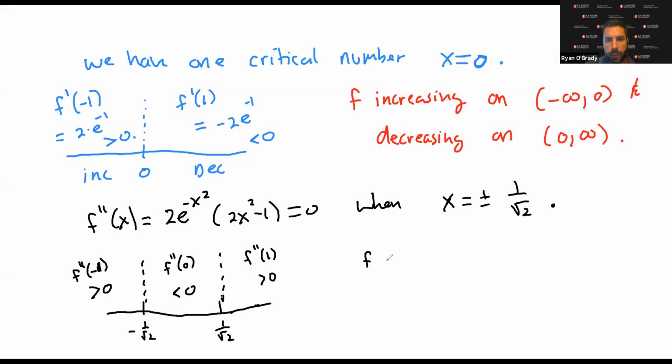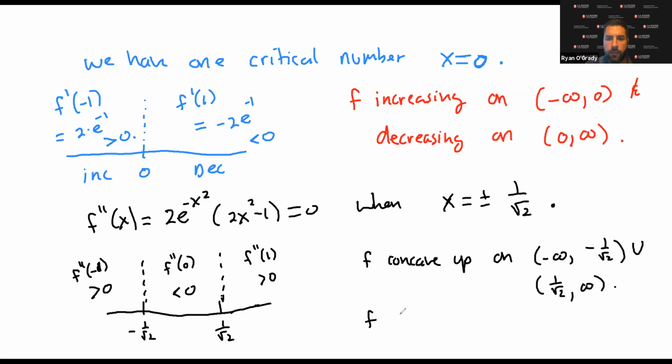So what do we get? We get f concave up on -infinity to -1 over root 2, union 1 over root 2 comma infinity, and then f concave down in between.